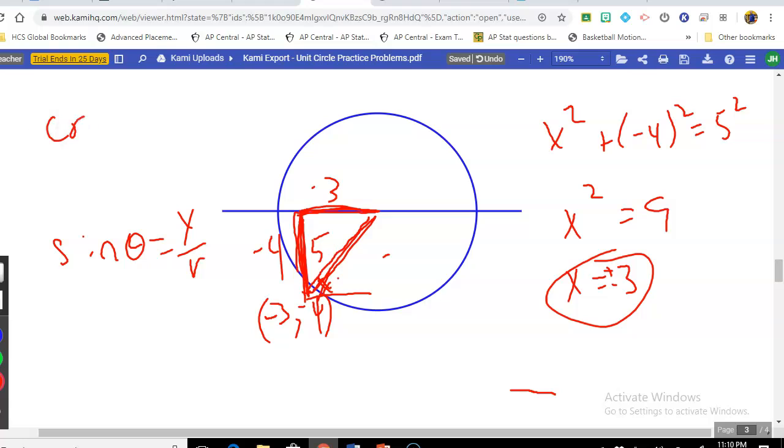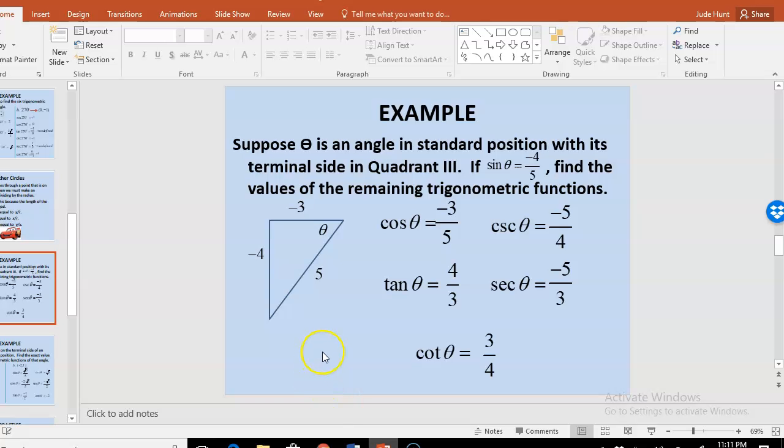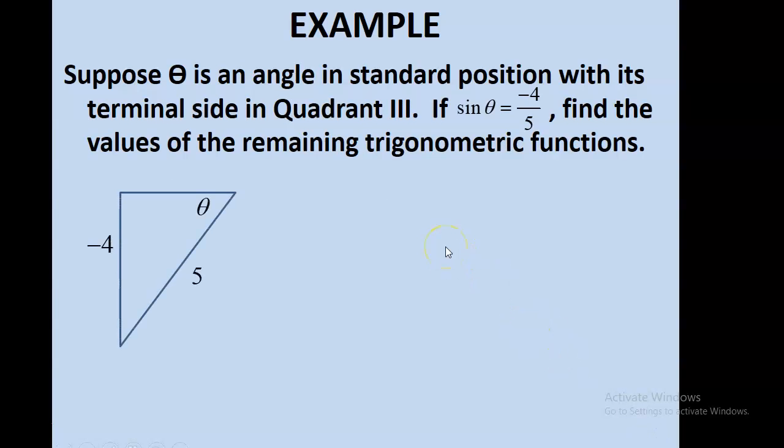Our cosine is going to be the x/r, which is going to be, in this case, -3/5. Our tangent is always going to be y/x. Our y is -4. Our x is -3, so we get a positive 4/3 because of negative over negative. Cancels out the negatives and becomes positive. So we have those values, and the rest just kind of flows from that. You can see we have our cosine, our sine, our tangent. Our sine was -4/5. That was given to us. Our tangent is 4/3 because it's positive.